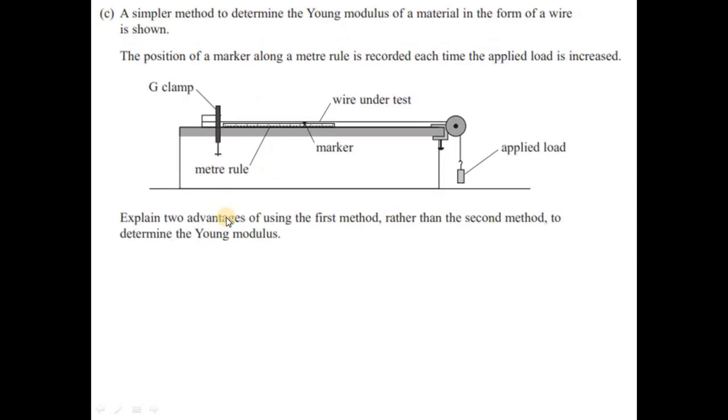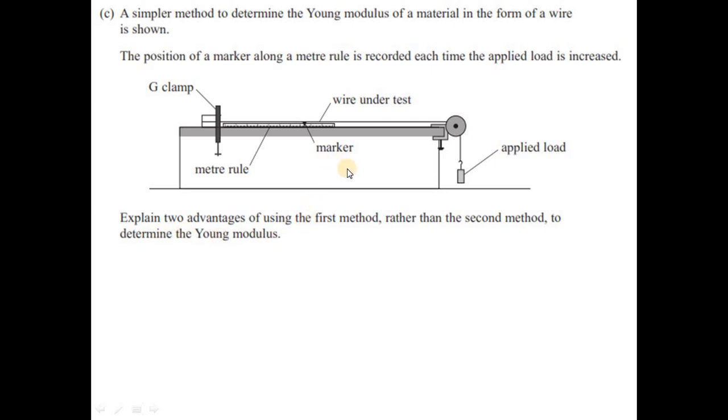A simpler method to determine a Young modulus of a material in the form of a wire is shown. The position of the marker along a meter rule is recorded each time the applied load is increased. So this is the equipment, the marker. Explain two advantages of using the first method rather than the second method to determine the Young modulus.